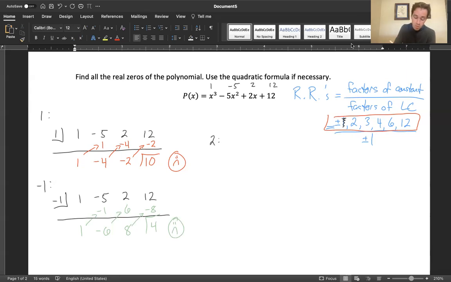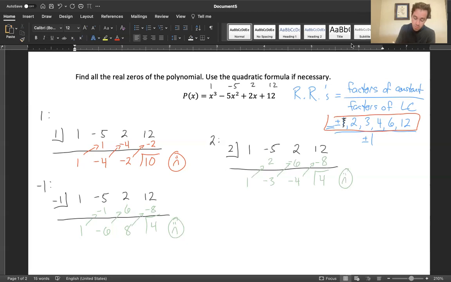Now let's test 2. Divide by 2. Come on, we got to hit a good one sometime. 1, negative 5, 2, and 12. 1, 2, negative 3, negative 6, negative 4, times 2 is negative 8, and that's 4. Another bad one. Be consistent with your colors.